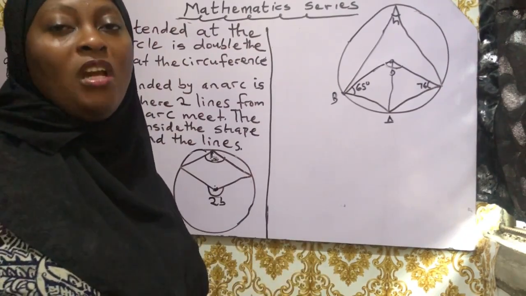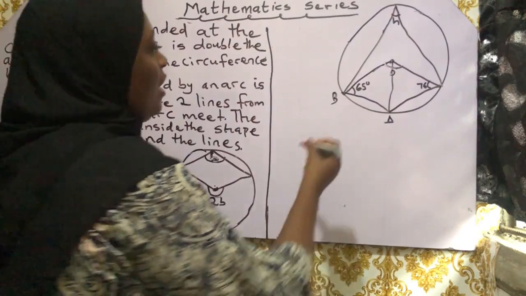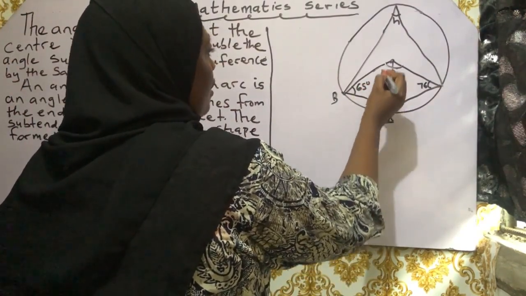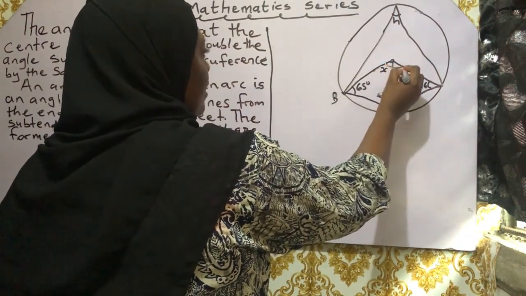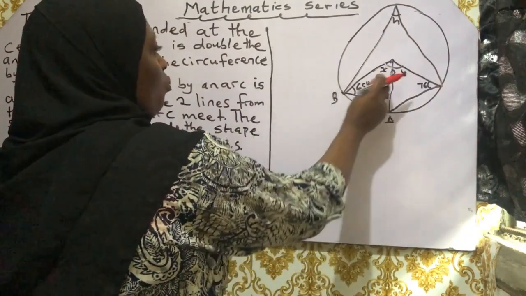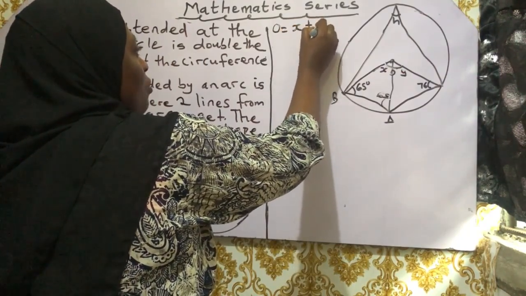What is an isosceles triangle? It's a triangle which has two equal angles and two equal sides. So if this side is 65, this side is going to be 65. So I'm going to name this angle X and this angle Y. Remember, the whole angle here is equal to what? Angle O, which is the angle at the center, is X plus Y.